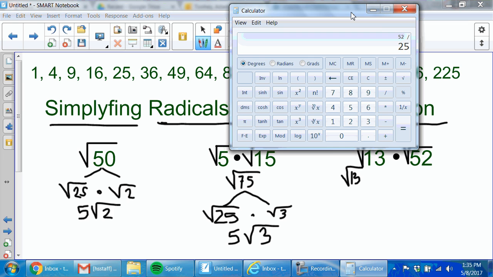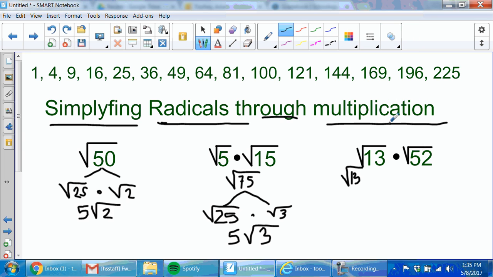52 divided by 25, no. 52 divided by 16, no. 52 divided by 9, no. 52 divided by 4, yes. So 4 and 13 is what I can break up 52 into. So I can write that as the square root of 4 times the square root of 13.